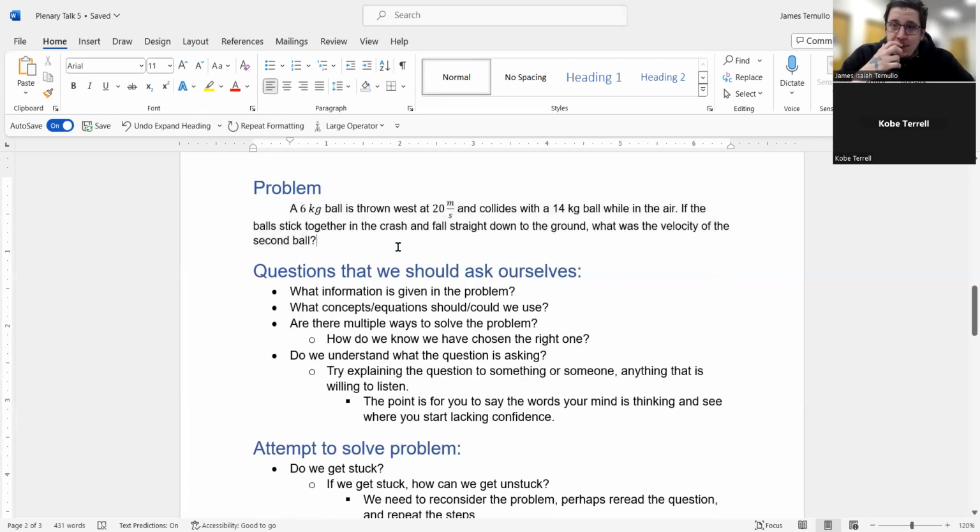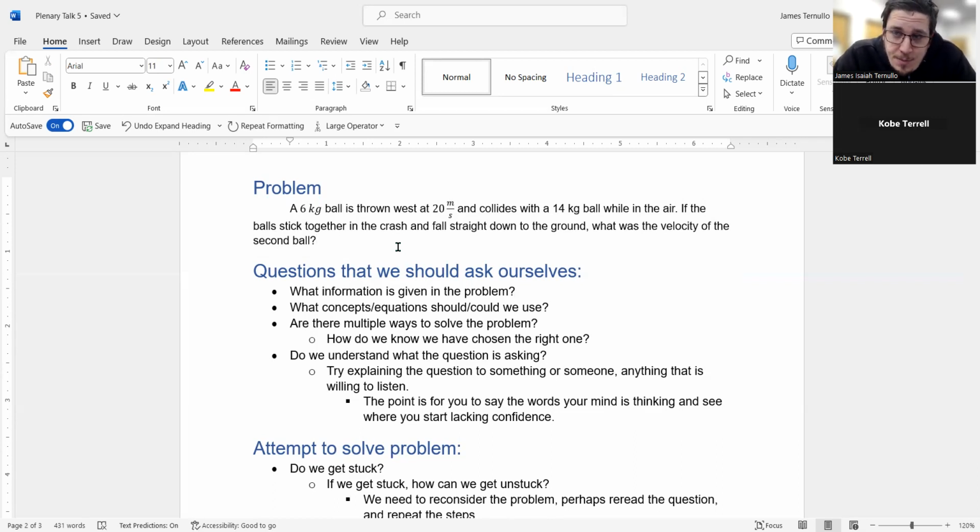So the first problem that we're going to solve is similar to what I just opened the video with, and that is, a 6-kilogram ball is thrown west at 20 meters per second and collides with a 14-kilogram ball while in the air. If the balls stick together in the crash and fall straight down to the ground, what was the velocity of the second ball?